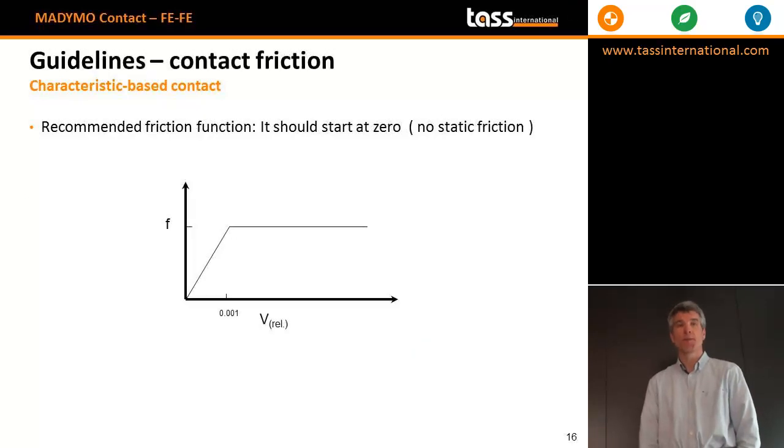Friction. As already addressed, it should start at 0. It means that there is basically no static friction available, but it will make your simulation much more robust because it prevents numerical noise in situations where it is more or less a static situation.